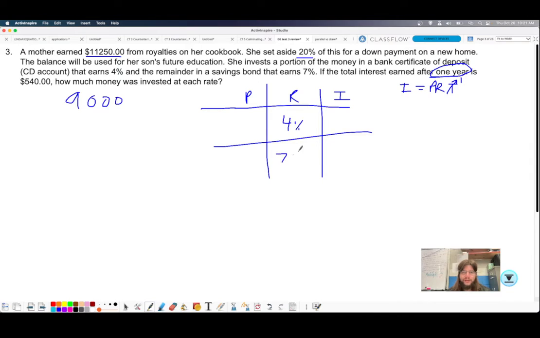So we got some at 4%, some at 7%. And then we're going to look at our total interest at the end. Our total interest is 540. Please, just slow down. I'm just filling in the numbers in the chart. Because I'm writing and I cannot physically hear. He's not slowing down, and we're trying to understand.